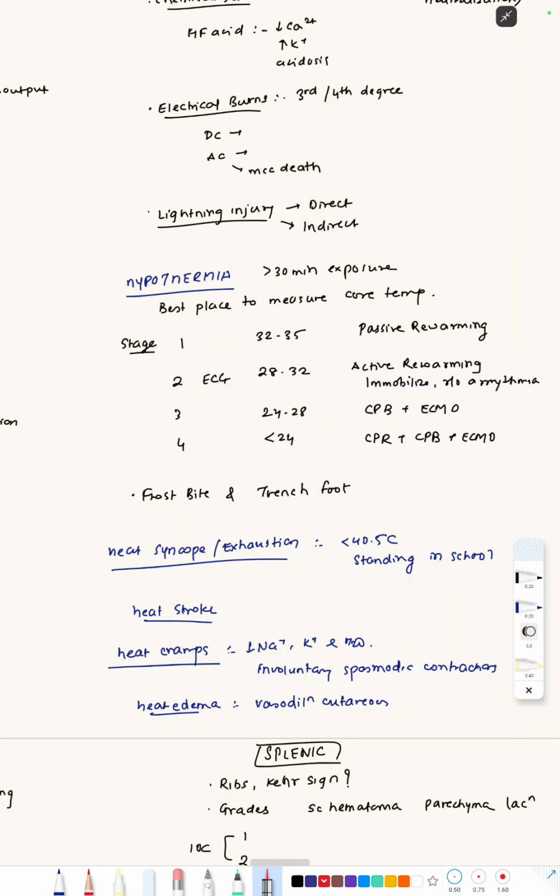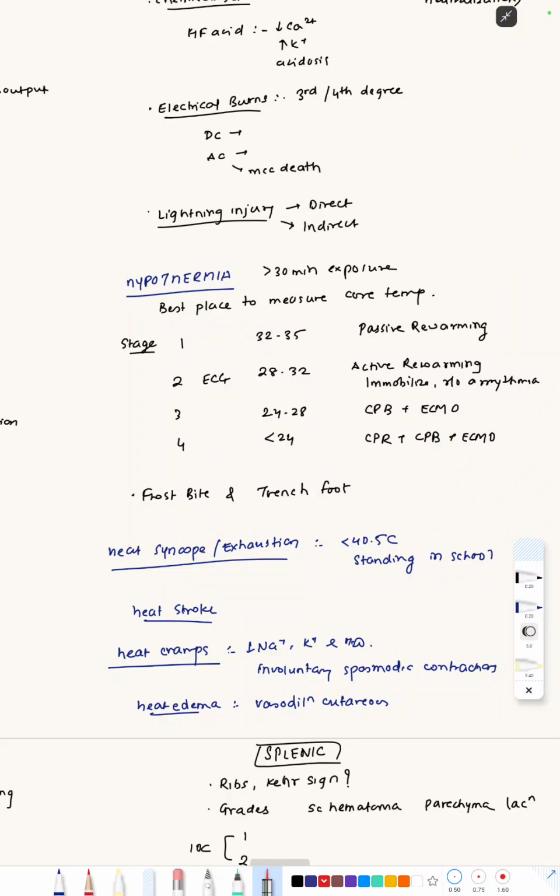Then some heat related conditions like heat syncope or heat exhaustion, which is generally found in schoolchildren. Here the body temperature is maintained, it is less than 40.5 degrees Celsius. Thermoregulatory center is completely normal, sweating is present. In heat stroke, the sweating is absent, the thermoregulatory center is gone, the body temperature is more than 41 degrees Celsius, and it's difficult to manage this patient.